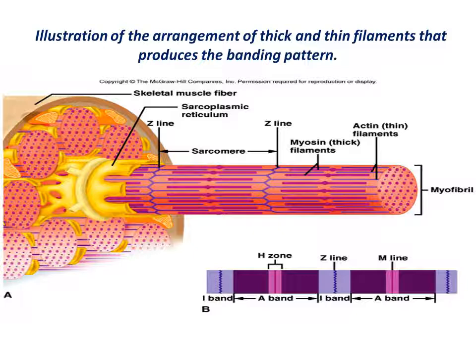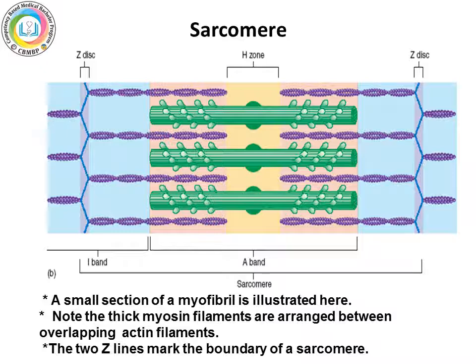This light band, which is formed of actin, is called the I band, and the dark band, which is formed of myosin interdigitating with actin, is called the A band. Repeated I bands with A bands, as we see, produce the striations of skeletal muscle.